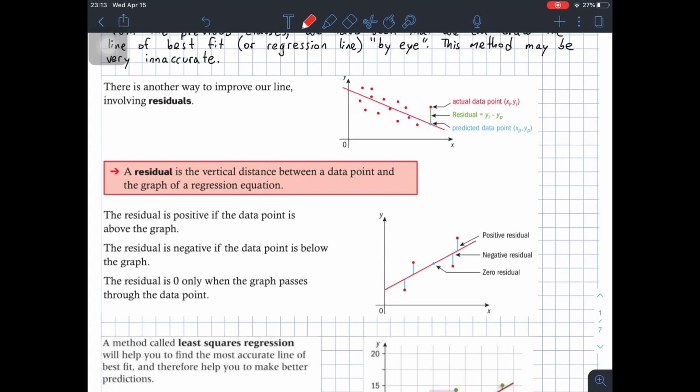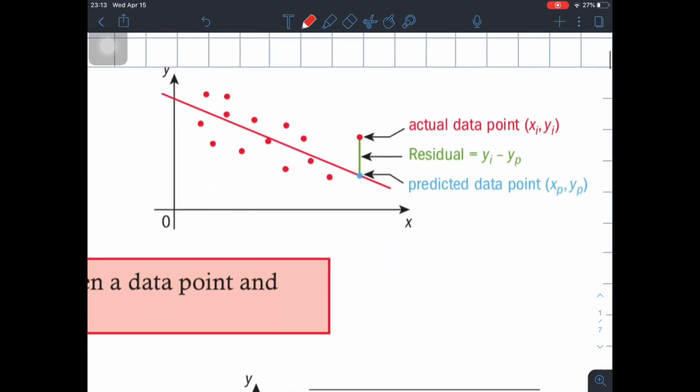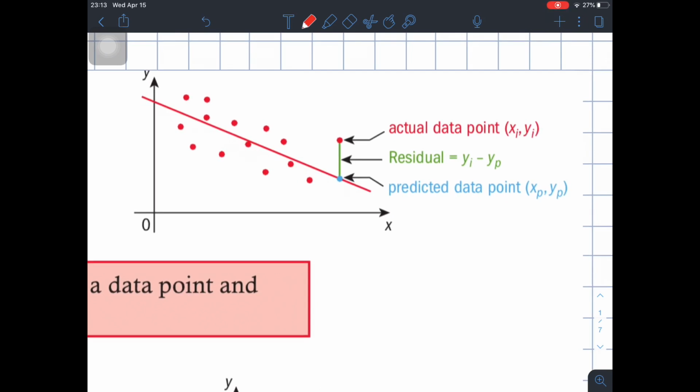It says there's another way to improve our line involving residuals. What are residuals? Here it says a residual is the vertical distance between a data point and the graph of a regression equation. So if you see this graph over here, you will understand the concept. You see that we have points plotted in this scatter diagram, and then there's a regression line traced which kind of shows the trend of these points. In this case, this is a negative linear correlation, right?